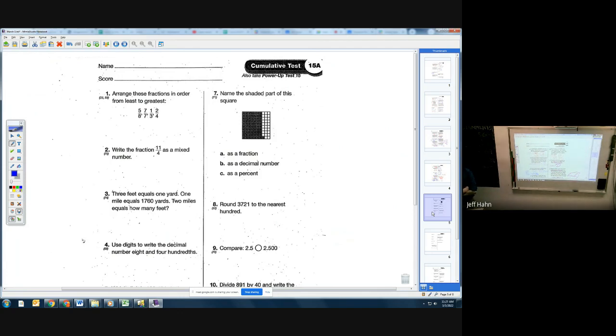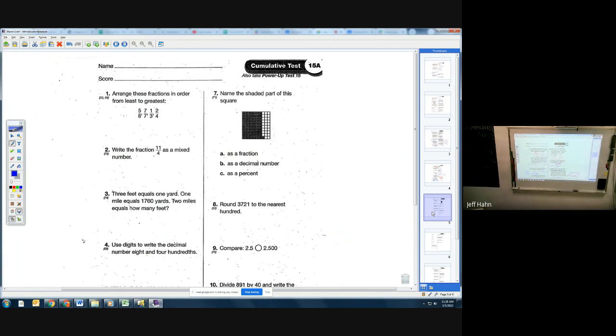Number, what are we at? 14? 14 is $6.51. 15 is 5 9/11. Number 16 should be 8. 17 is 6.